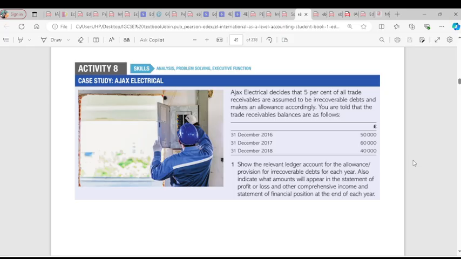Now, in 2017, we have our irrecoverable debt of 500, which is accumulated, right? So your statement of profit and loss for 2017 will have 500. When you add it together, you have 3,000. Do you get it now? Yes. So 3,000 will become your balance carried down at December 31, 2017. And then for January 1, 2018, you're going to have it as a balance brought down 3,000.